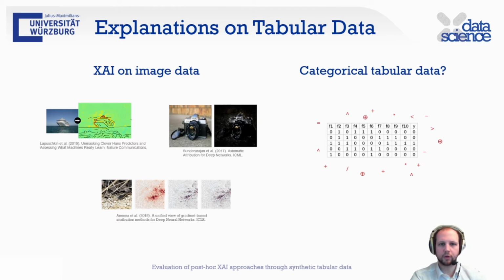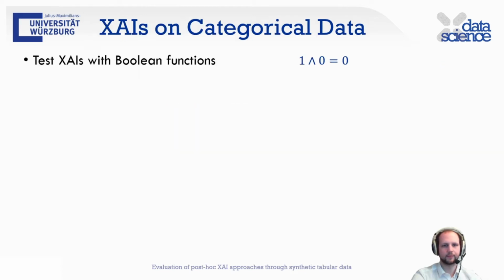Since most of these approaches have been introduced for image data, in this work we will deal with the question of how they perform on categorical tabular data. In a test setting, we will be evaluating XAIs with Boolean functions. That raises the question of what an explanation of a Boolean function looks like.